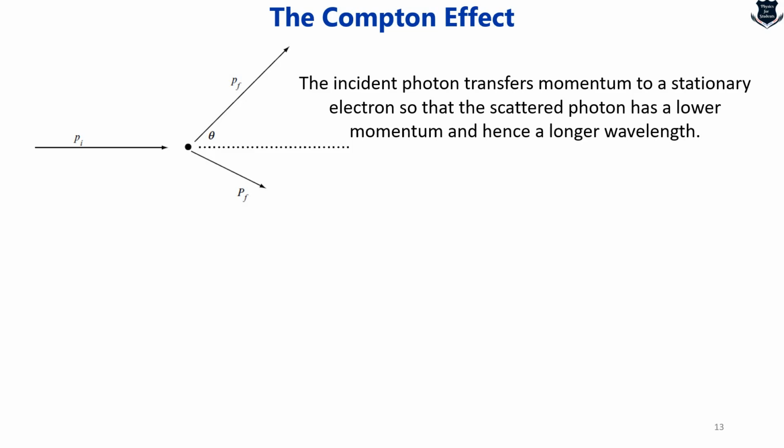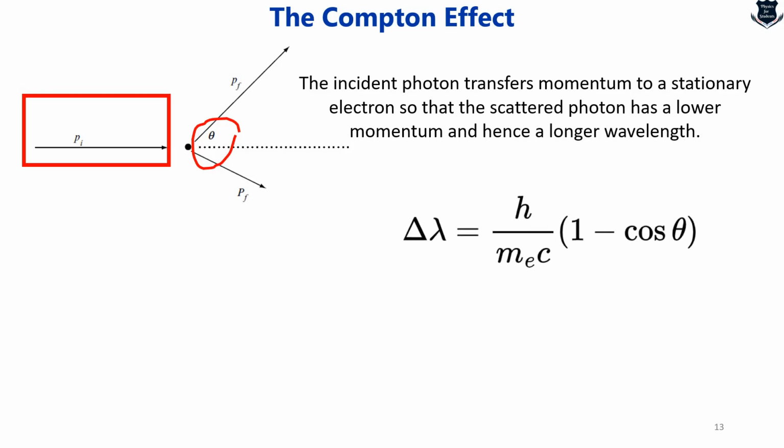Now here I would like to highlight a few points. This one is the incident photon, and here you can see that the photon is scattered through an angle theta by a stationary electron of mass me. The increased wavelength is given by this. Now hold on, I'm going to explain this part by part. The reason is that this is very central in our understanding of quantum physics.